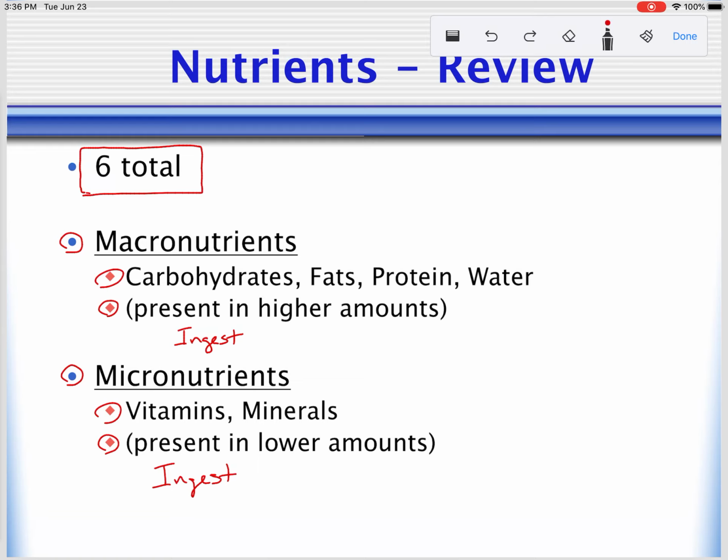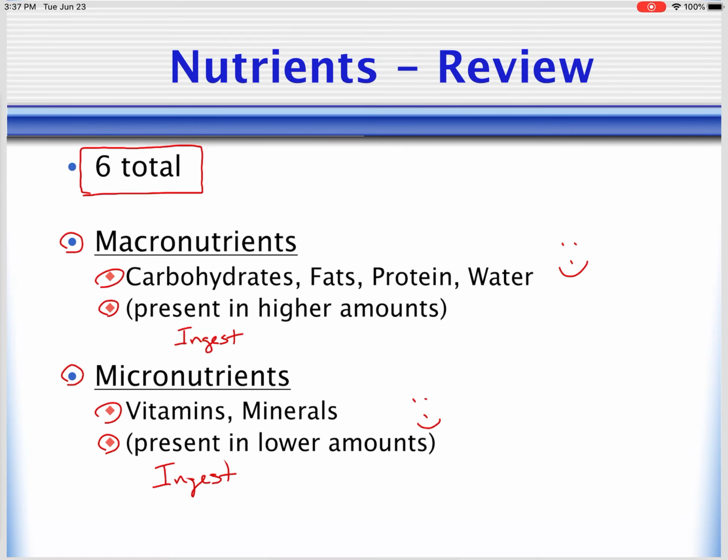And I want to make a really important point here. It's not that the vitamins and minerals, the micronutrients, are any less important. These are just as important as these. So it has nothing to do with how important they are. These are all essential. We need all of these. It's just that we don't need as many vitamins and minerals for those vitamins and minerals to do the job that we need. It's just that we need to bring in more carbs, fat, protein, and water in order for them to do their functions.